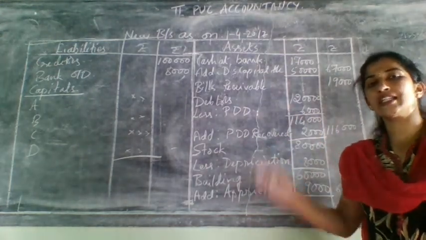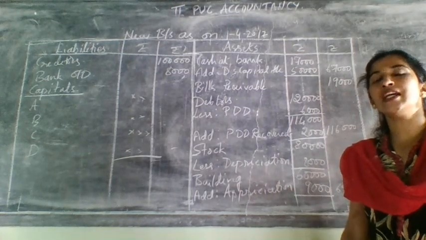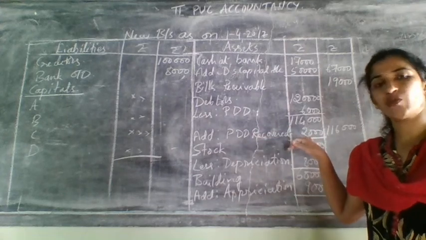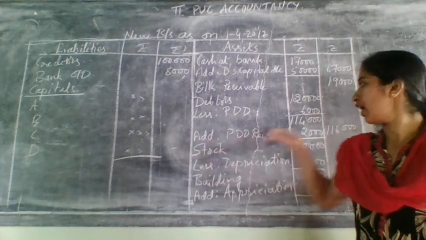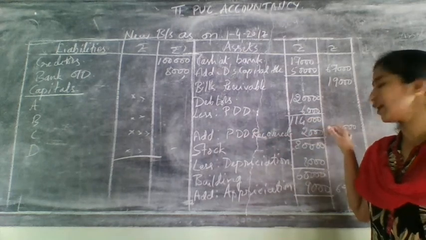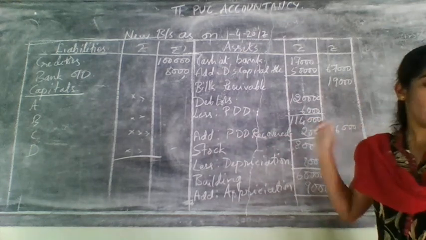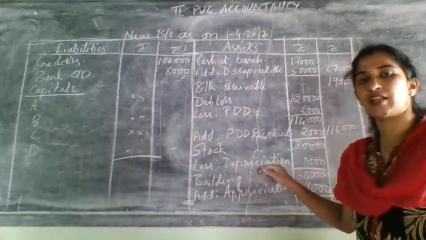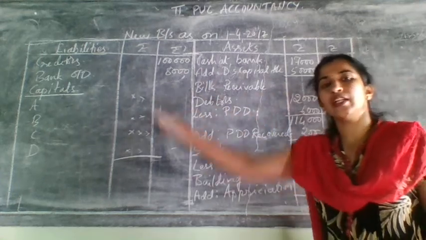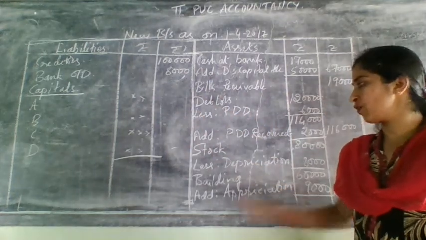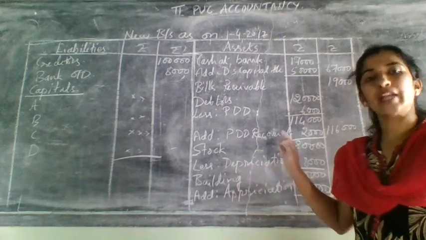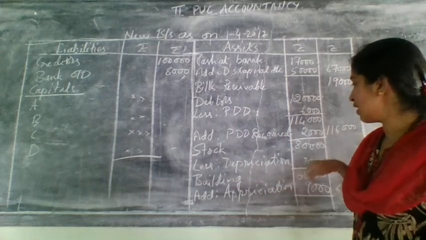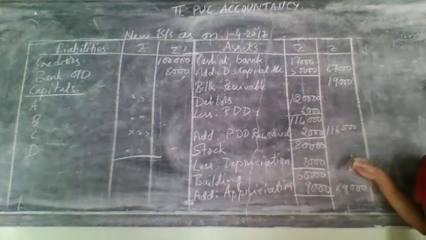It was on the credit side, that is considered as PDD recovered, and take that amount here. When it was recovered, you need to add it to the difference amount and write it in the outer column. After that, next stock. For this also you are having an adjustment in revaluation account, that too on the debit side of revaluation account. When it is on the debit side, what you need to do? Less, because you need to consider that as depreciation and it will reduce the value of the asset. Less, and write the difference amount in the outer column.